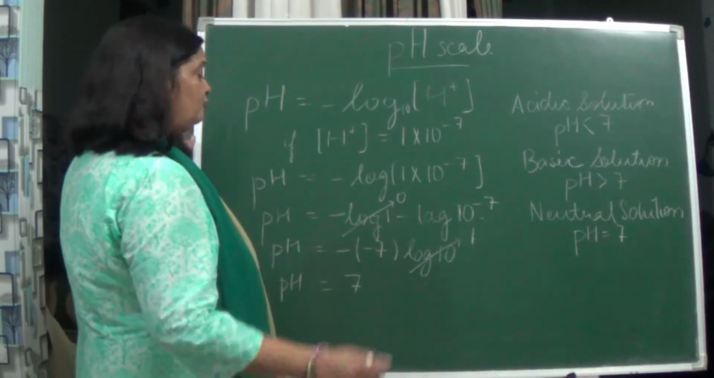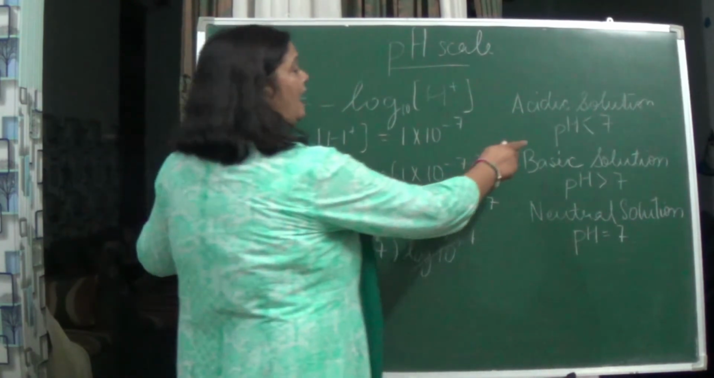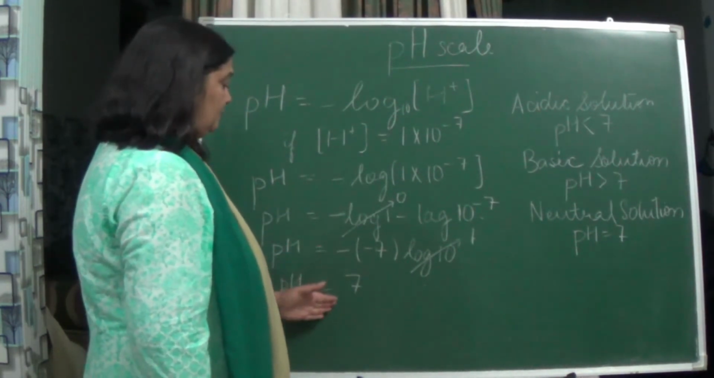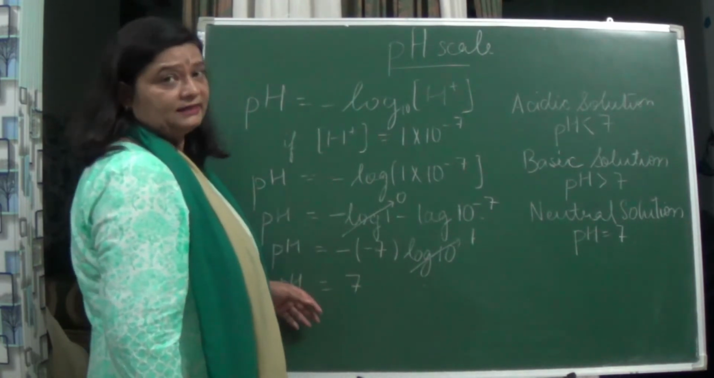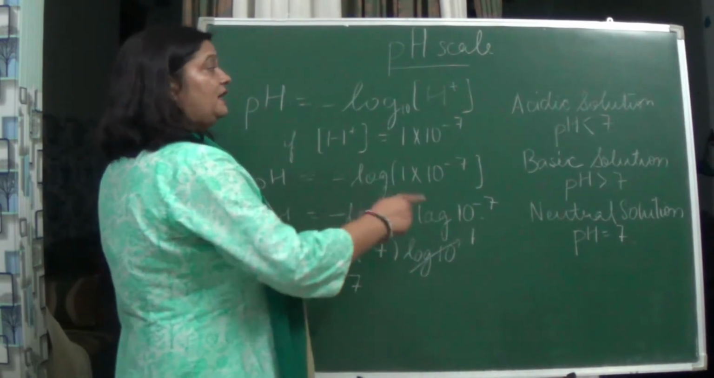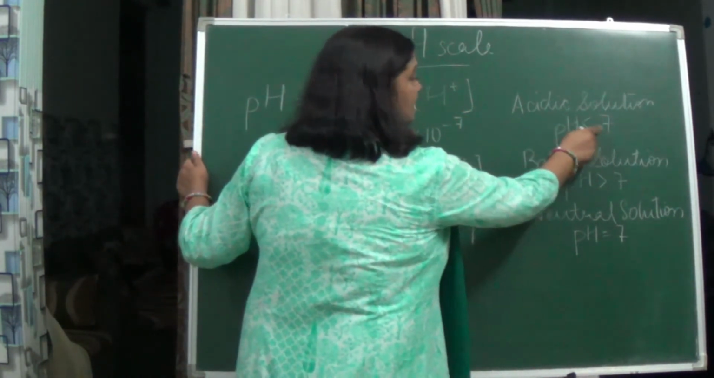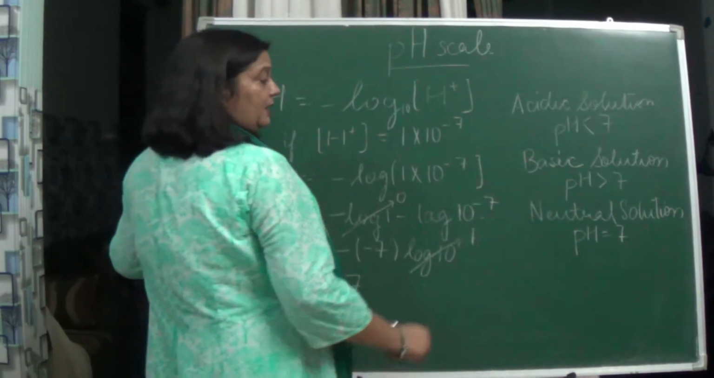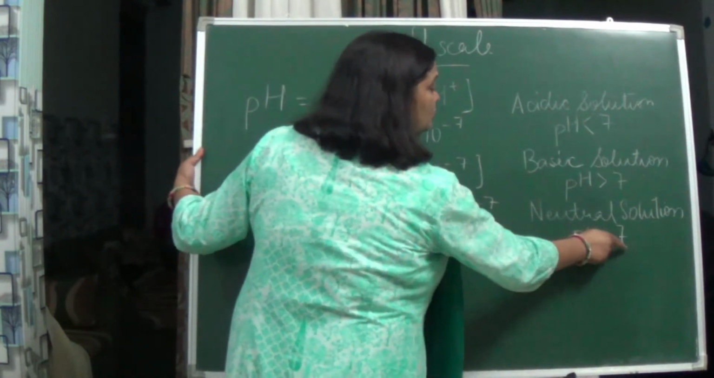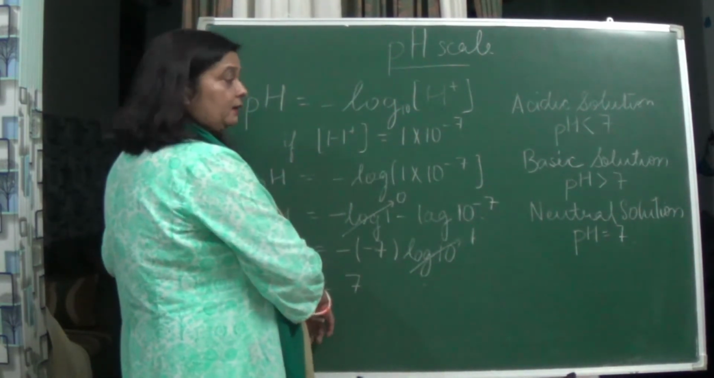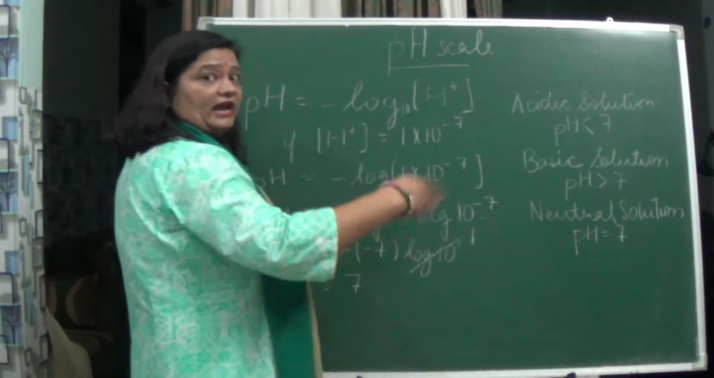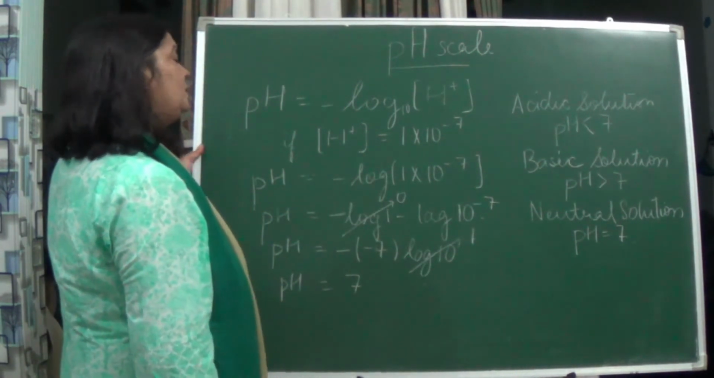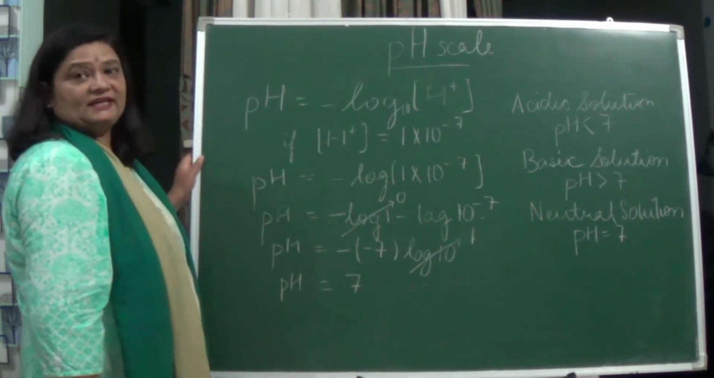So here, if any acidic solution is there, it will have the pH less than 7. You all know water is neutral, so we will be taking this as a marking unit for the acidic and basic solutions. For the acidic solution pH is less than 7. For basic solution pH is greater than 7. For neutral solution pH is equal to 7, that you have seen for water, isn't it? For basic it will be more than 7, means 8, 9, 10, 11, 12, 13, 14. Less than 7 means 1, 2, 3, 4, 5. So this is about the pH scale.